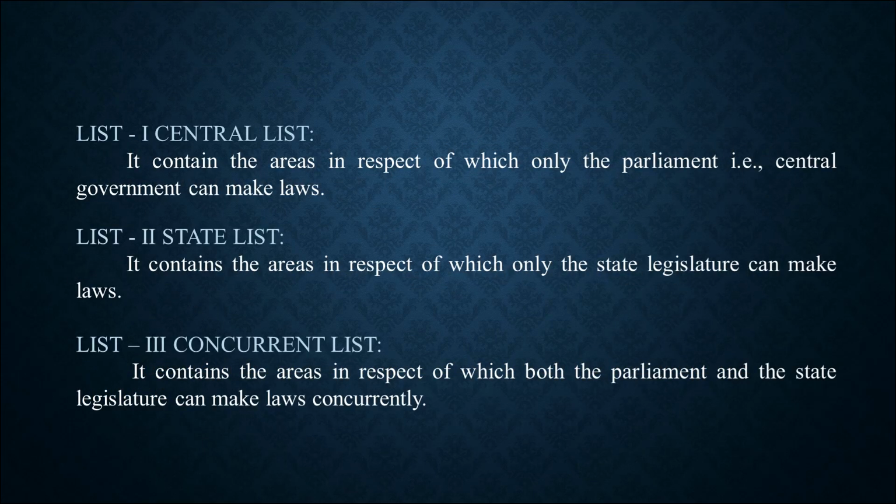In list 1, the central list, it contains the areas in respect of which only the Parliament, for example the central government, can make a law. And list 2, the state list, contains the areas in respect of which only the state legislature can make laws. And list 3, the concurrent list, contains the areas in respect of which both the Parliament and the state legislature can make laws concurrently.